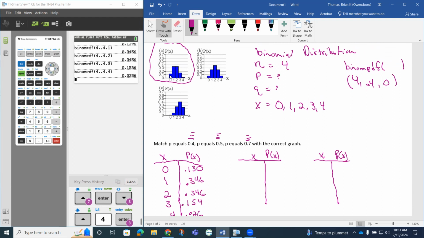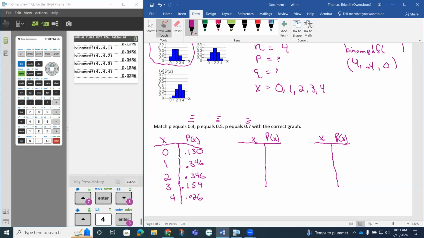So it looks like 0.13 would be like A. 0.346, 0.346 looks good. 0.154 for that looks good. And then 0.026. So that looks like that's actually A. I thought it was going to be the other one. So A is actually where the probability was this 0.4.